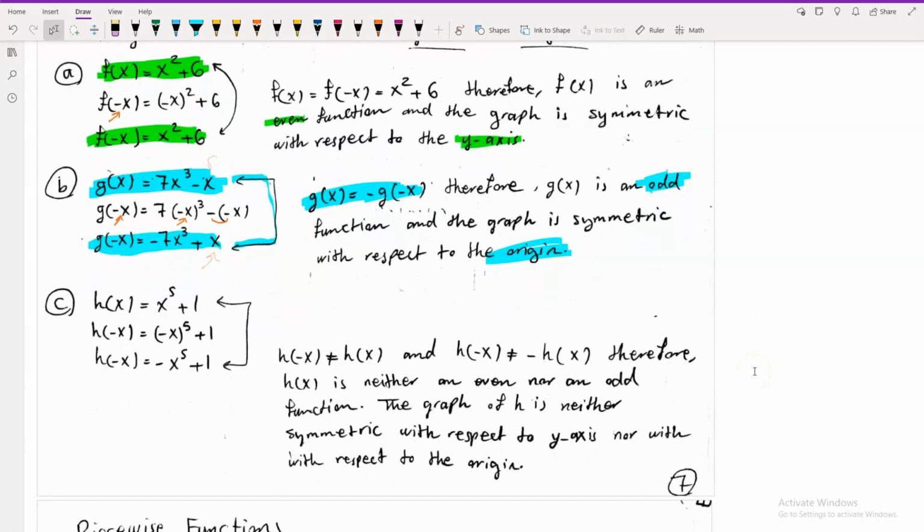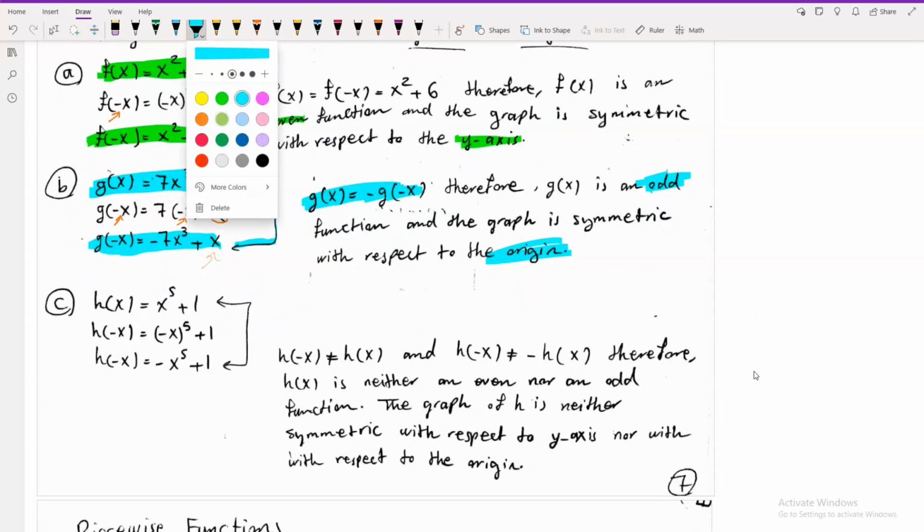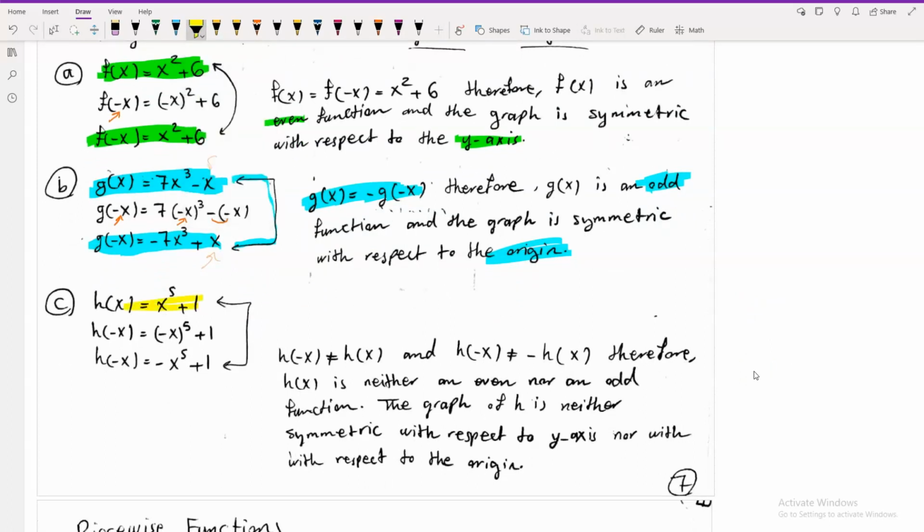Another example, we have this function, h of x equal to x to the fifth power plus 1. Substitute negative x for x, so we have negative x to the fifth power plus 1. So this is equal to negative x to the power of 5 plus 1.